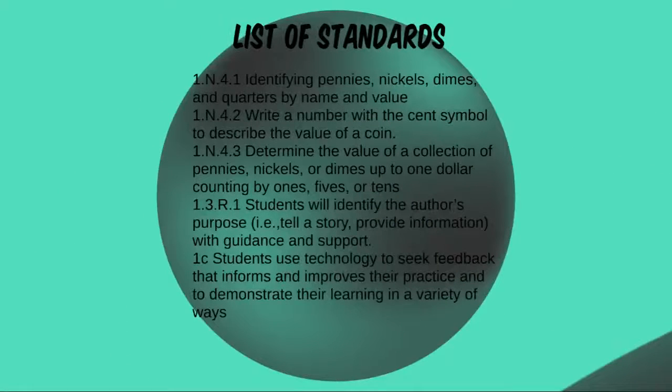We will start with the standards I'll be addressing. I chose to do 1 and 4.1 through 4.3, which is identifying pennies, nickels, dimes, and quarters by name and value, writing a number with the cent symbol and describing the value of a coin, and determining the value of a collection of pennies, nickels, or dimes up to $1, counting by fives or ones or tens. And then I also included 1.3R1, which is students will identify author's main purpose with guidance and support for our story, and also 1C, which is students use technology to seek feedback that informs and improves their practice and to demonstrate their learning in a variety of ways.